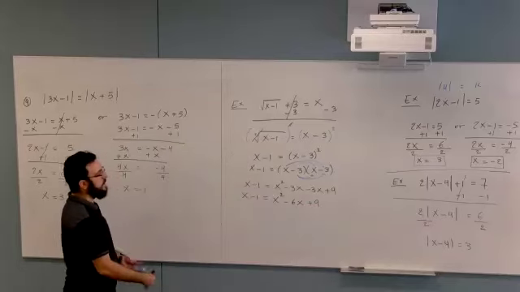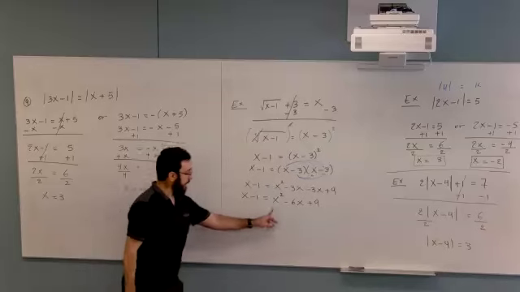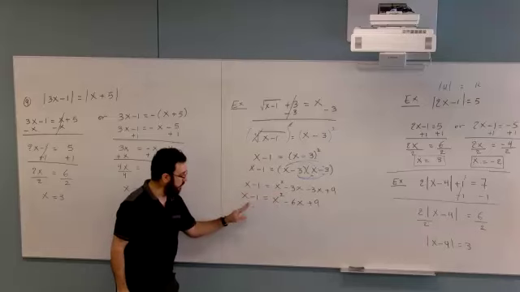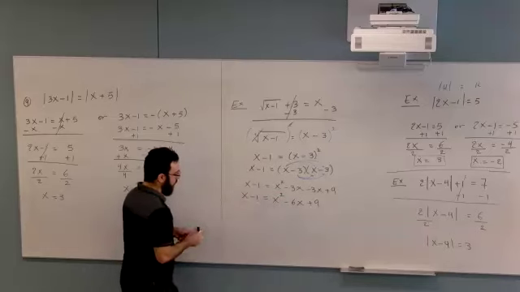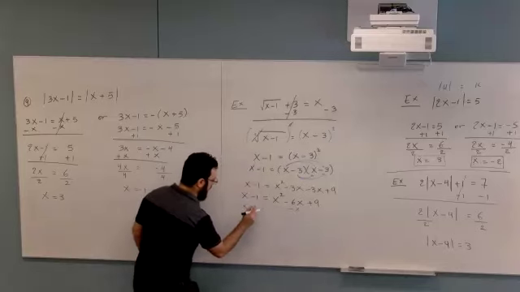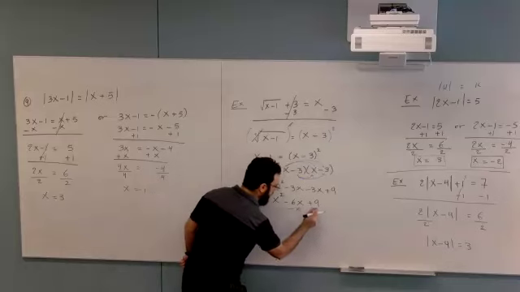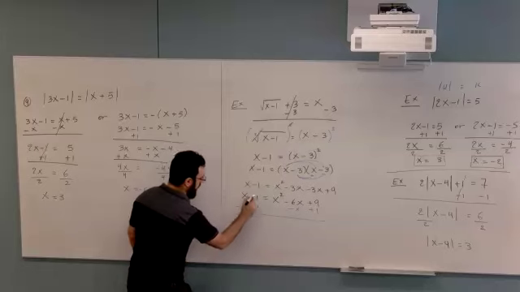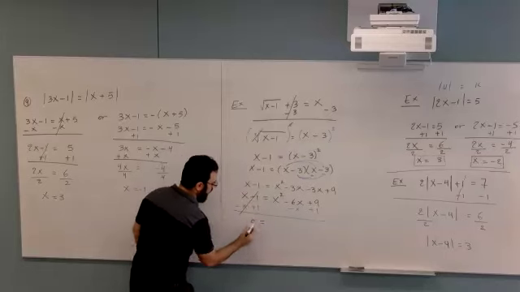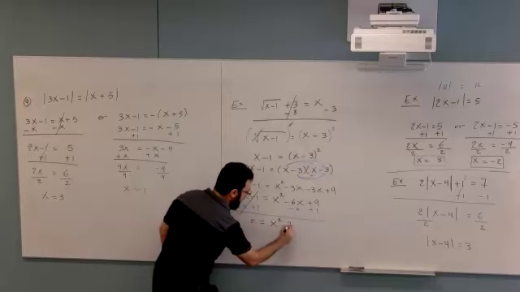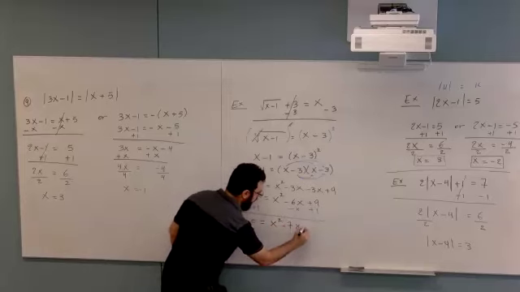Okay. Next step, it's quadratic. That means I'm going to move everything to one side. So I'm going to move these two numbers to the other side. Let's say minus x, I'm going to add 1, add 1. This is going to be 0 equals x squared minus 7x as well.